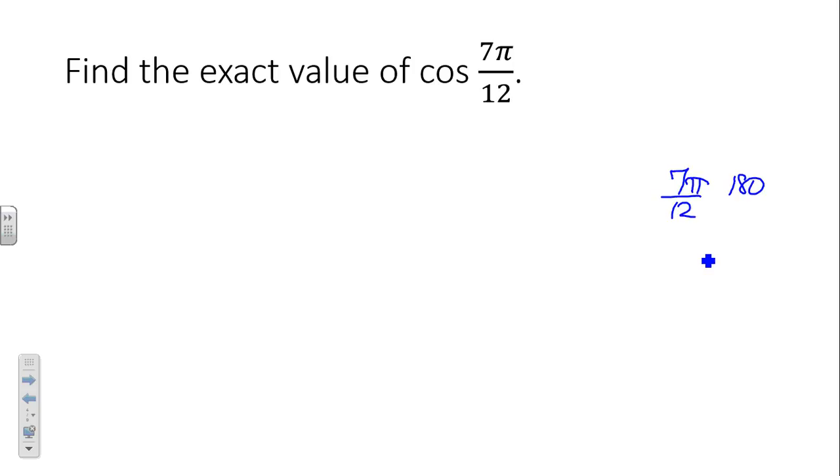times 180 over pi, and 12 and 18 at least have a 6 in common, right? So we'll have a 2 and a 30. And they have a 2 in common, 7 times 15, right? What's 7 times 15? 105. So we have 105.